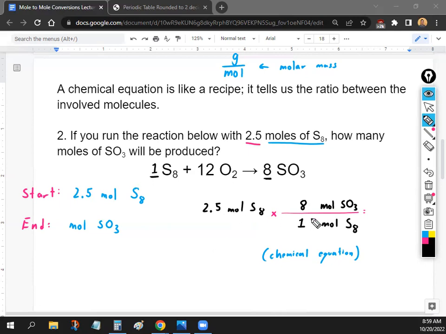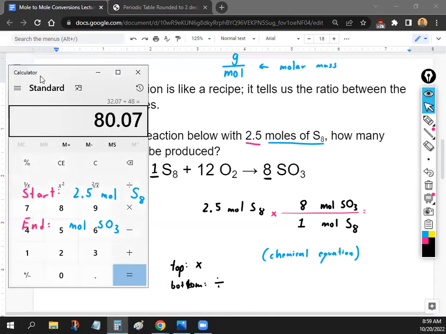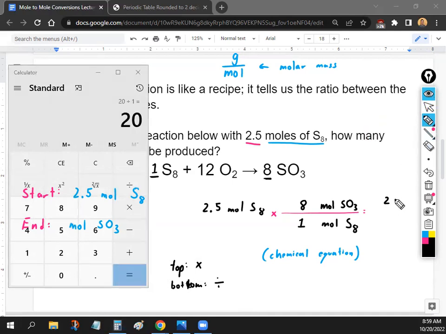Okay. So when we have a setup like this, just remember all the numbers on the top we're going to multiply, and all the numbers on the bottom we're going to divide. And so here we can just pull out our calculators, and it's a one-step problem. All we got to do is punch in our starting number, 2.5, multiply by 8. If you really want to, you can divide it by 1, but you're going to get the same number. So you can always skip the ones. And so your answer here will be 20 moles of SO3. And that'll be your final answer.